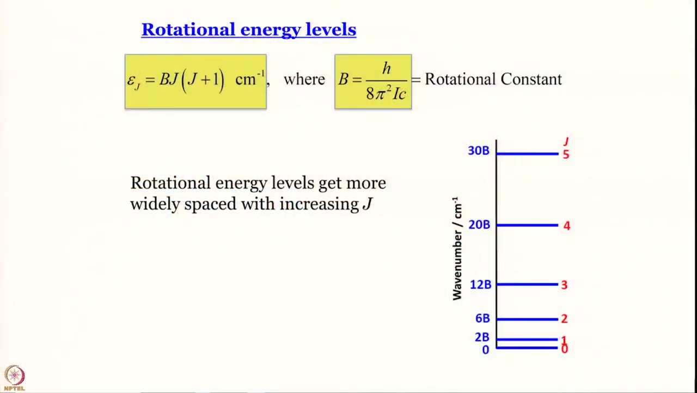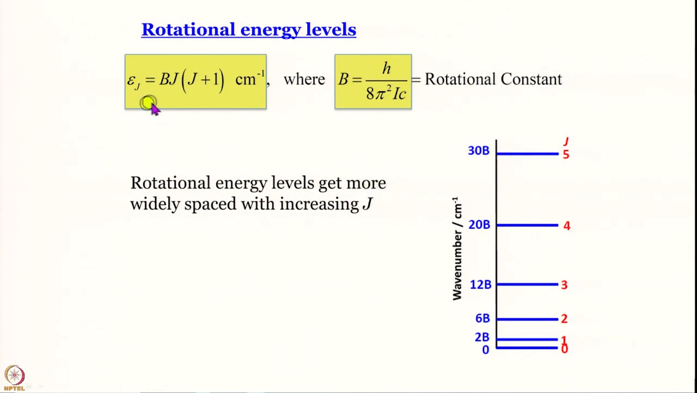So even though the uncertainty in angular momentum is 0, the uncertainty in the positional coordinates is infinity. That is why the day is saved, and a quantum rigid rotor can come to rest anywhere in space. The uncertainty principle is not violated. That is point number 1. So the minimum rotational energy is 0. Now, look at this.